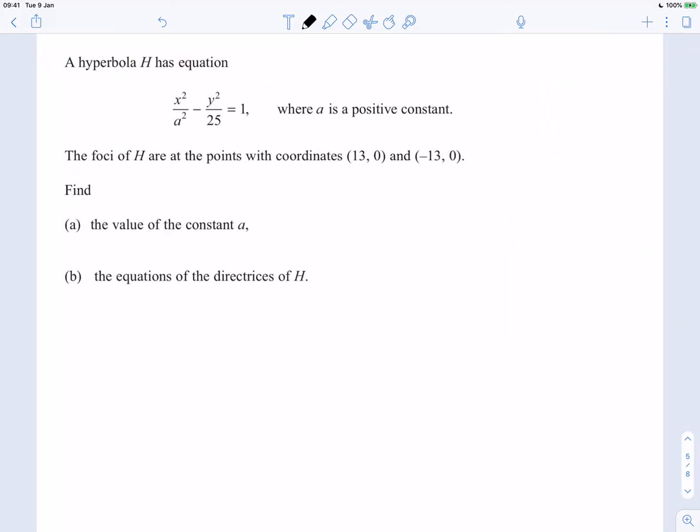Okay, so let's just crack on with some questions. If you feel like you've got everything and you've made some notes, have a go at this and pause the video.